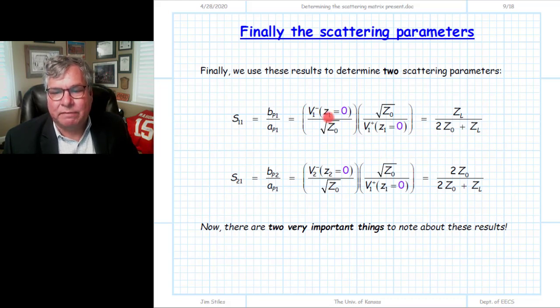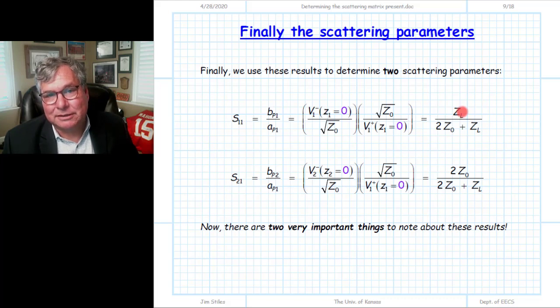A1. We know what the value of E1 minus is at our port plane. We just calculated it on the previous page. Likewise for the incident value. And so we insert those results in there and do a little algebra, and this becomes the result. This is S11 for that device. Notice it depends on ZL.